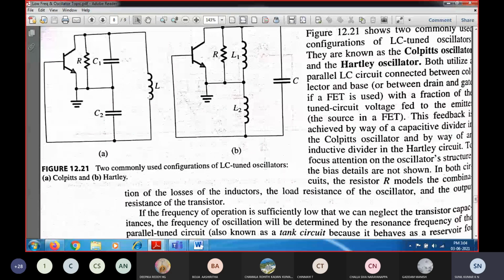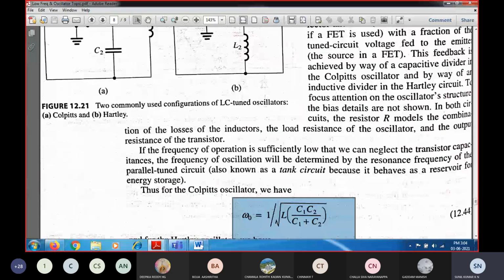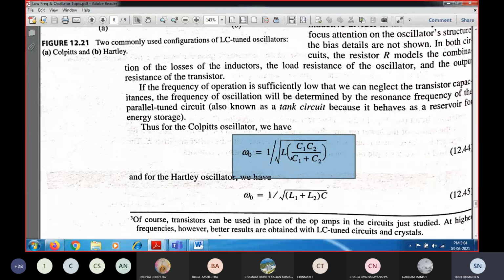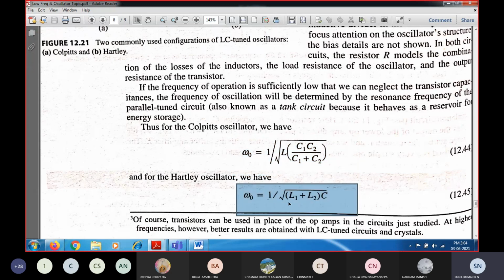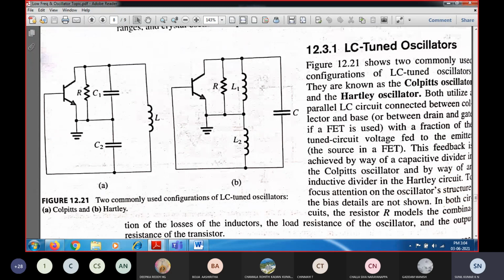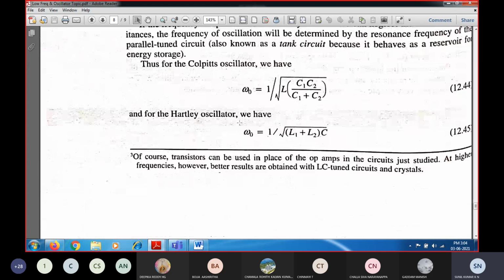The way the inductor and capacitor are connected in the Colpitts and the Hartley is given here. For the Colpitts oscillator, it is given as 1 by 2 pi into square root of L into C1 C2 divided by C1 plus C2. For the Hartley oscillator, it is 1 by 2 pi into square root of L1 plus L2 into C. So this is the frequency of oscillation for the Hartley, and this is the frequency of oscillation for the Colpitts oscillator. With this, I will conclude today's class session.